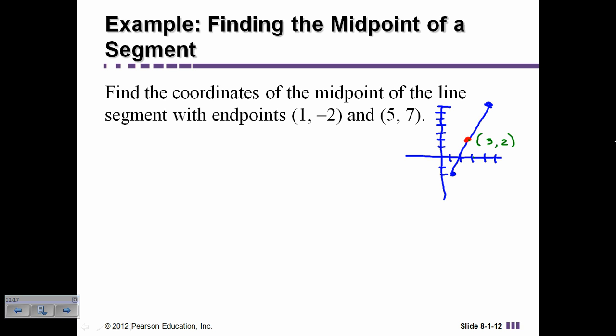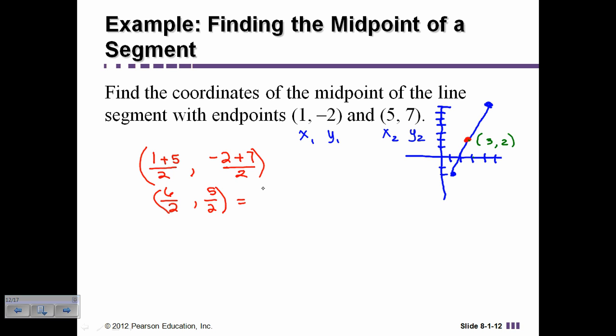So again, here's our formula. This is x1, y1, x2, y2, and again, it'll work either way, no matter how you set it up. So we're going to do x1 plus x2, so 1 plus 5 divided by 2, comma, -2 plus 7 divided by 2. We're looking for an ordered pair. Now it's very, very important when you put this in your calculator, you have to calculate the numerator first and then divide by 2. So 1 plus 5 is 6 divided by 2. -2 plus 7, remember positives and negatives they subtract, is 5 divided by 2.